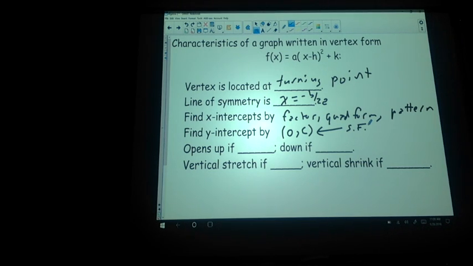It opens up if, I guess, a is positive, and opens down if a is negative. Does that make sense? You could read my a's.